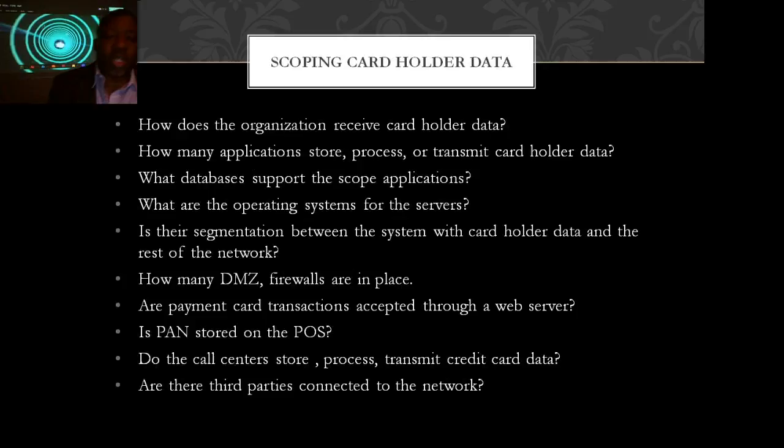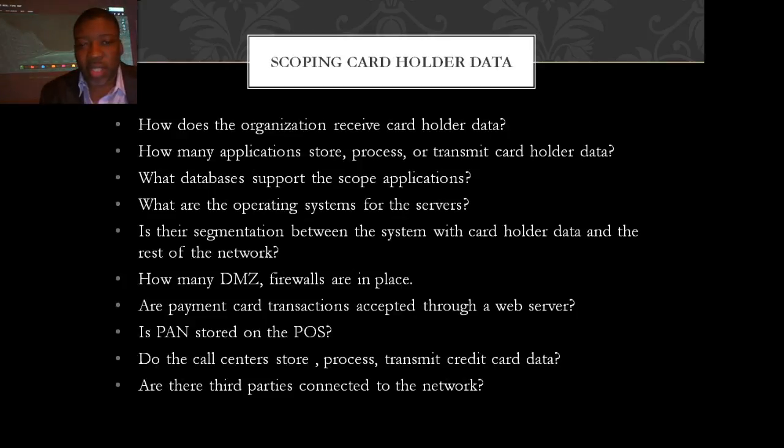Some of the things that you should look at if you're trying to find cardholder data, these are some of the questions you should ask. How does the organization receive cardholder data? How many applications store, process, or transmit it? What databases are used to support them? Operating systems? Is there a DMZ? Are there firewalls? Is PAN stored on the point of sale systems? Do call centers store, process, or transmit credit card data? Those are some of the things that you should ask if you are doing an assessment. And that's what your assessor should ask.